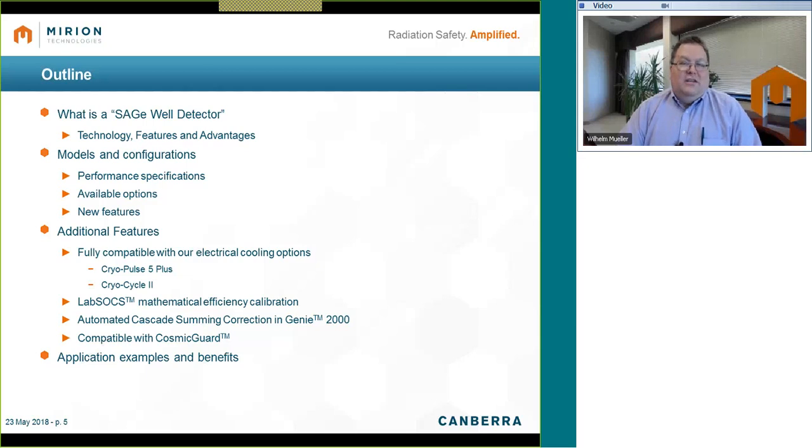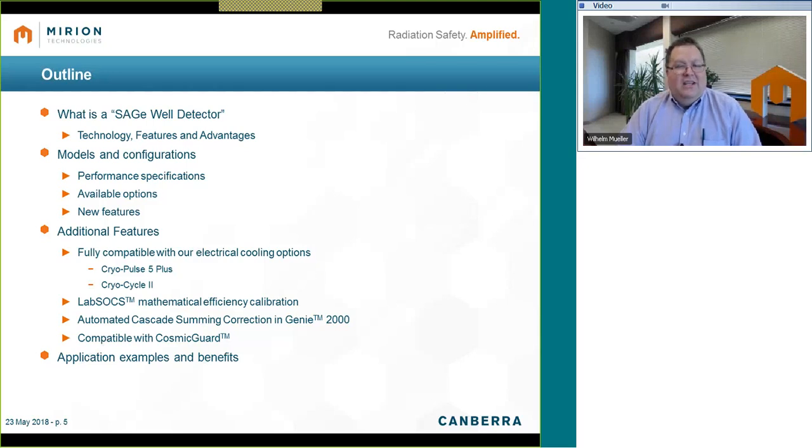In addition, the unique features of the Sagewell detector allow access to many other features that we offer as part of our overall Canberra product line, and we'll cover some of those new features, and how the Sagewell fits within them as well. And then finally, I'll turn the presentation over to my colleague Doug Van Cleef, who will cover some specific application examples and benefits.